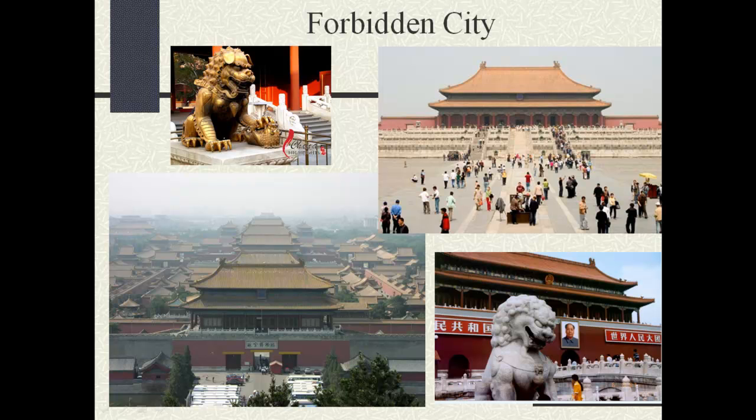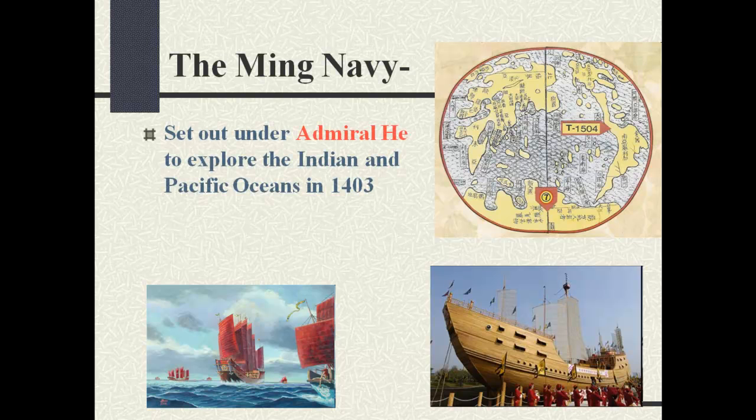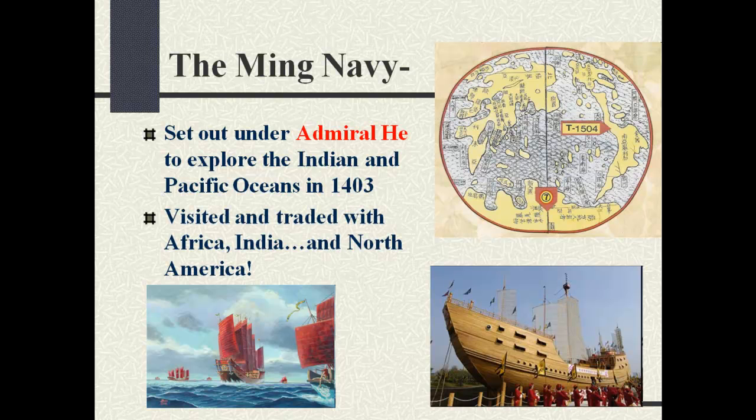Okay, here you have the Forbidden City, and you see this wonderful palace, and you also see a huge picture of Mao on the Forbidden Palace to signify the impact he has had and the influence he's had on China. Okay, now during the Ming Dynasty, there is this phenomenal construction of this navy that was set out under Admiral Hay to explore the Indian and Pacific Oceans. He visited and traded with Africa, India, and there's some accounts he even traded with North America.